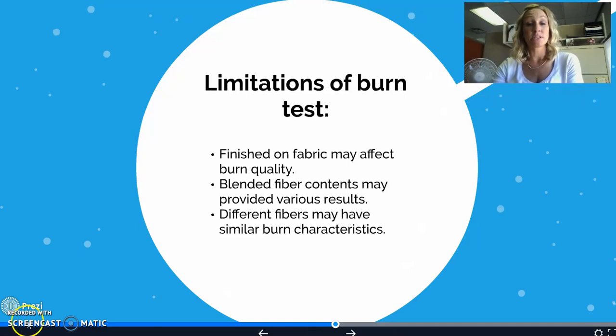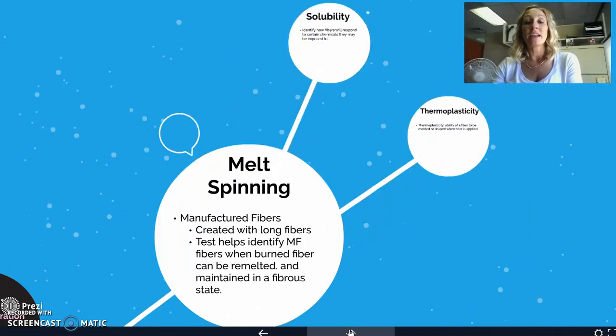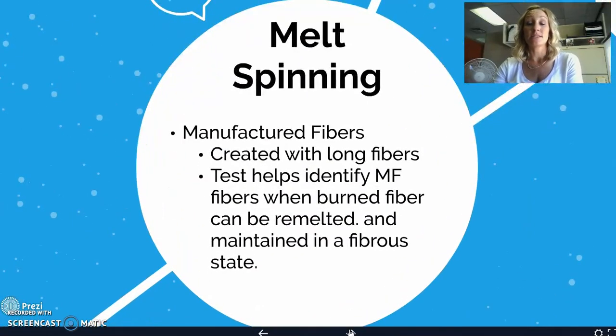Now, similar to the burn test, we're going to be lighting some other stuff on fire, and that is going to be with the melt spinning. Manufactured fibers are spun from liquids, and therefore they make these very long fibers. They're not like the staple fibers that you're going to find within your natural fibers. So they're very long, and what ends up happening is we can kind of regenerate the melting of these fibers.